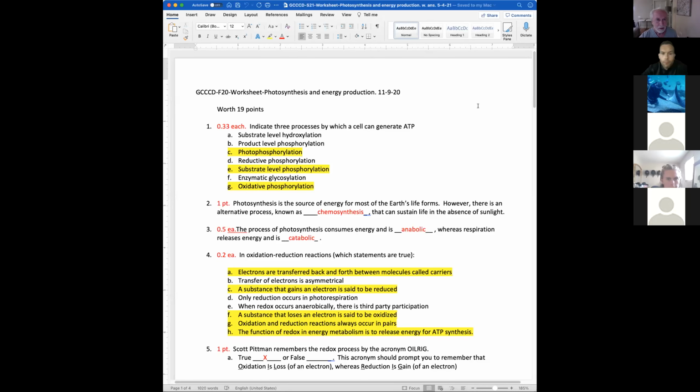Is go over the last worksheet, the photosynthesis and energy worksheet. So I'll share my screen with you. Can you see it? Photosynthesis and energy production worksheet? Yes. Okay.